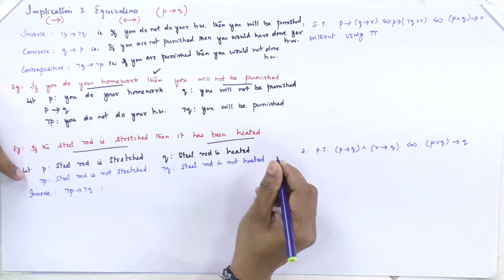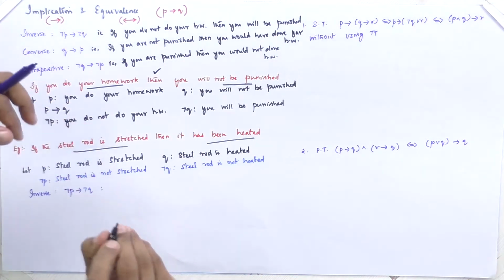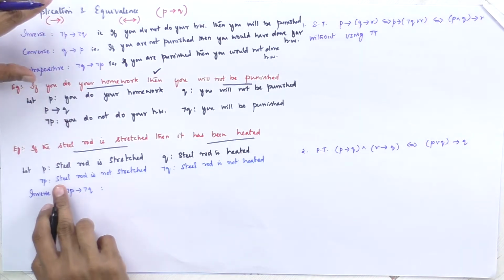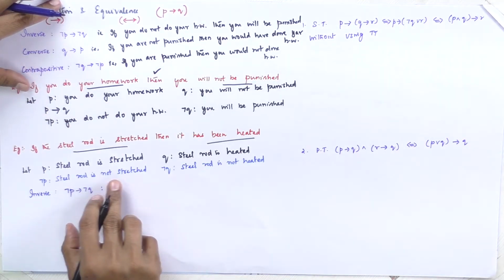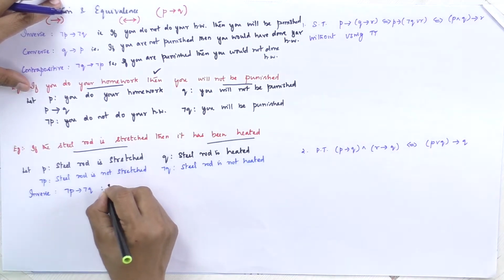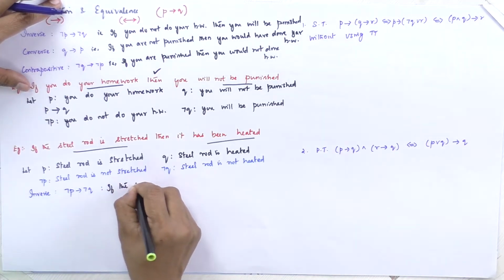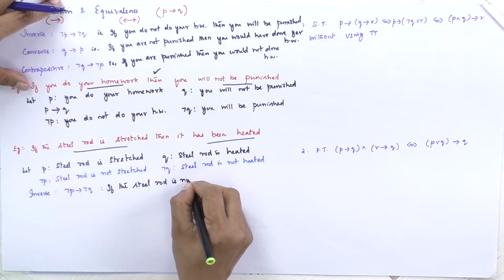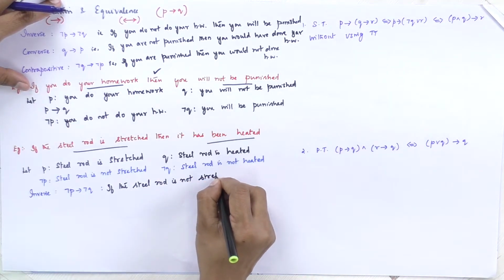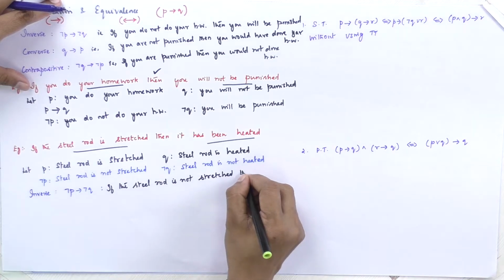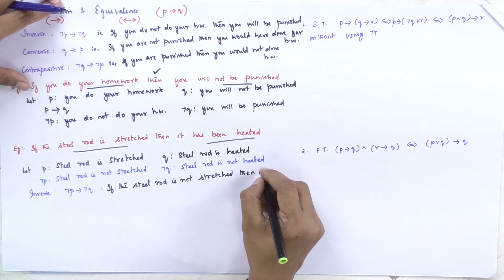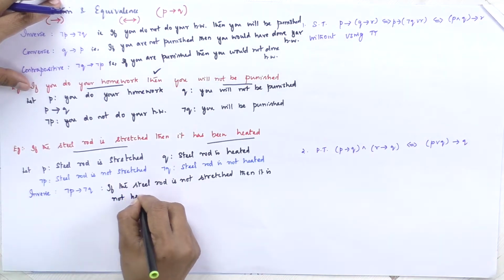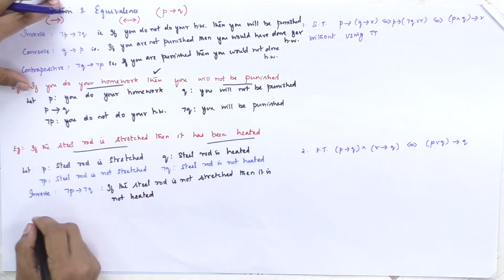Is not heated. So now coming on to this point, how do we write it? Negate P conditional negate Q. Negate P is steel rod is not stretched. Fine. So if the steel rod is not stretched, then it is not heated. It is not heated. That is the inverse.